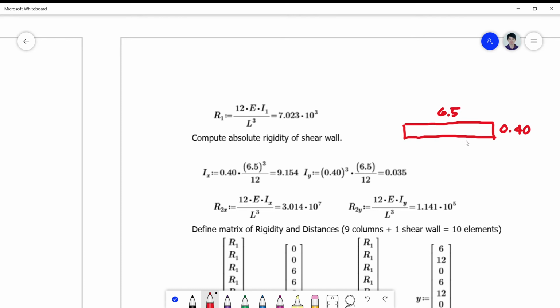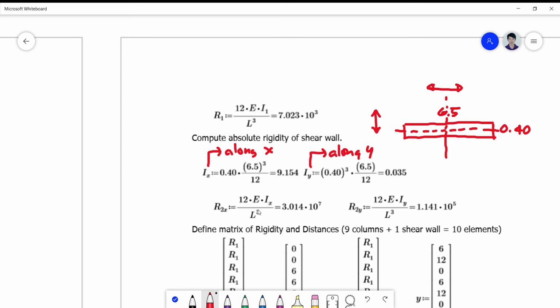And if you take a look at the earthquake rigidity along the x direction, so if you look into this direction, my Ix will be definitely referred to this axis. So this is my B, and then this is my H. If I'm looking towards this direction, my B will be 6.5 and my H will be 0.4. Take a look at how the orientation of this Ix and Iy are placed here. Ix means that your moment of inertia is along the X direction, and Iy simply means that this is along the Y direction.